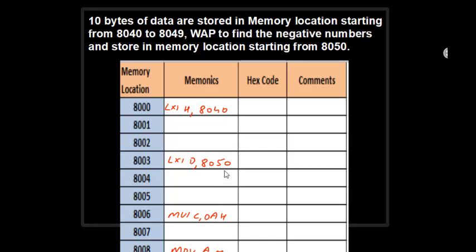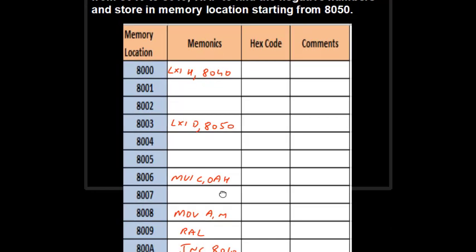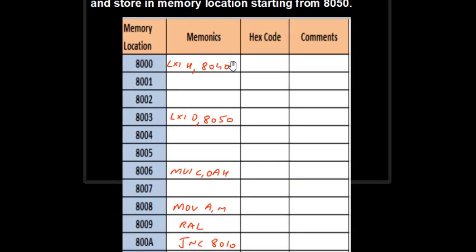Now let us see the program. So this is the mnemonics. The very first instruction is LXI H, 8040. So we need to initialize the source pointer, as data is at 8040. Then LXI D, 8050, because we have to store the data at that particular location if it is negative.